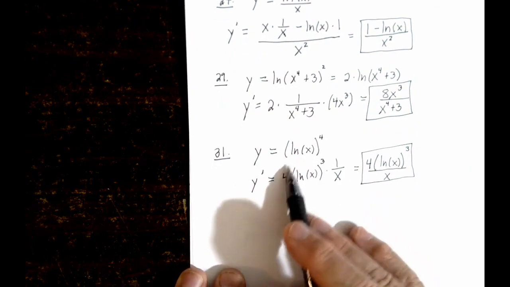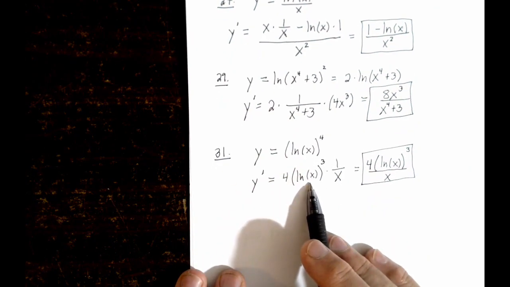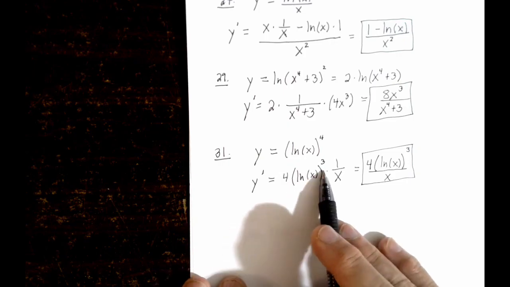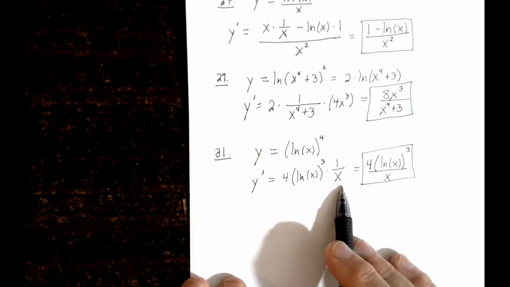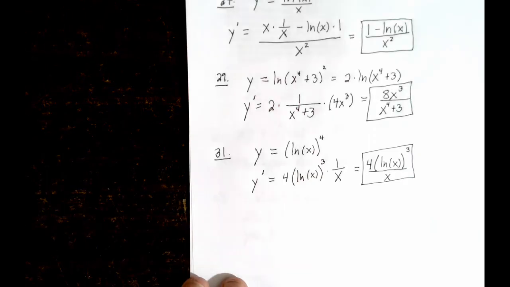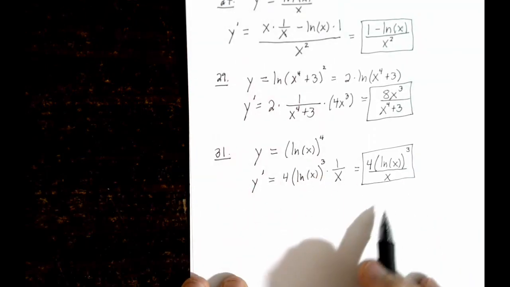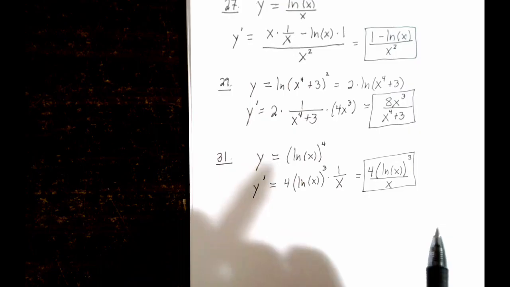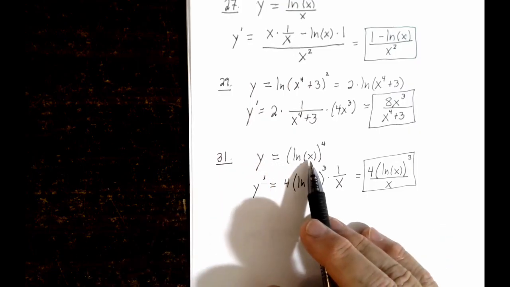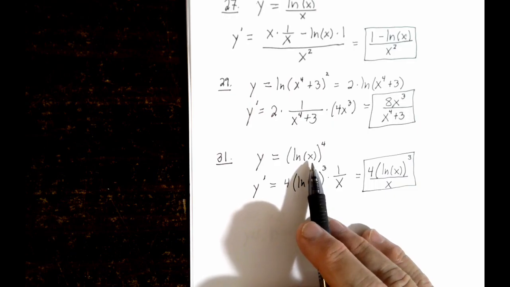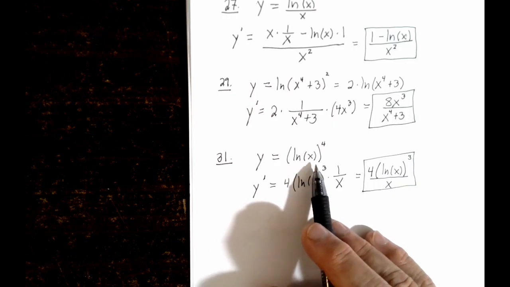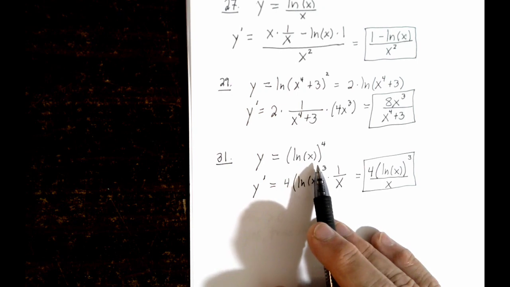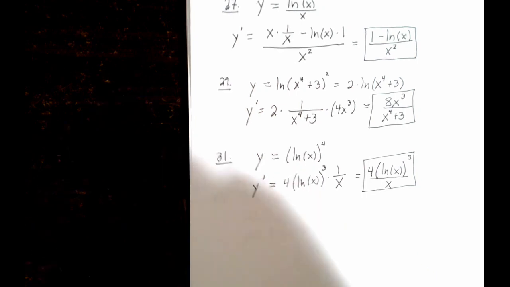This one, you bring the 4 out front and take natural log cubed times the derivative of natural log of x, which is 1 over x. And so when you multiply that out, you get this guy. Notice this isn't ln of x to the 4th. It's ln of x times ln of x times ln of x times ln of x. It's ln of x quantity raised to the 4th, not ln of x to the 4th.